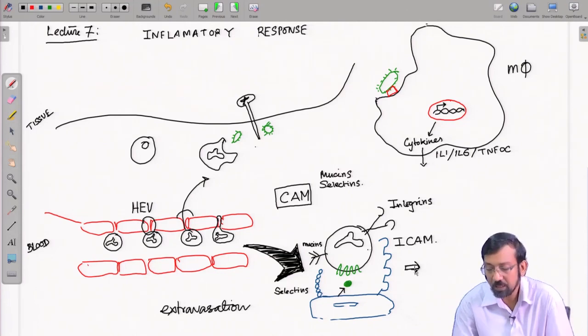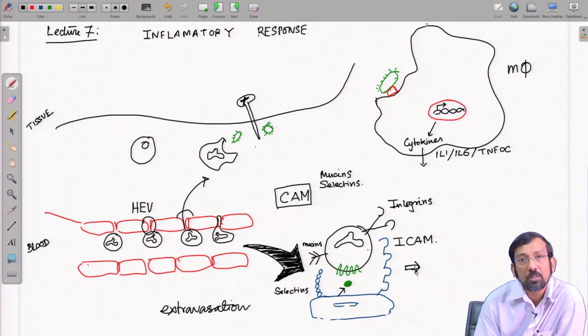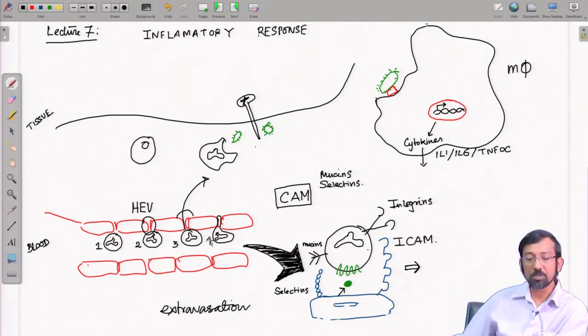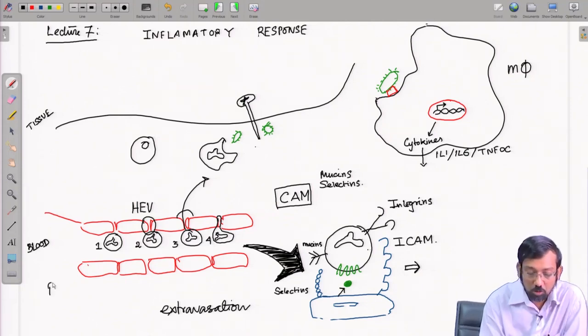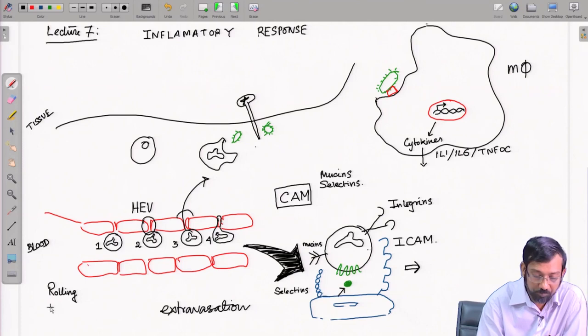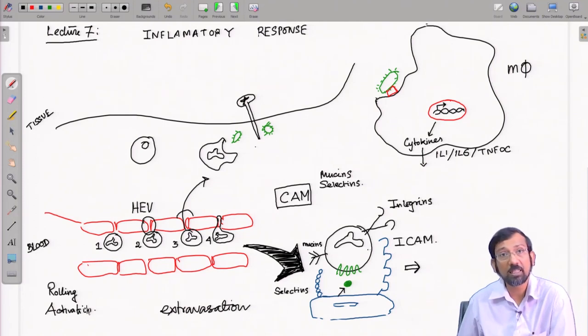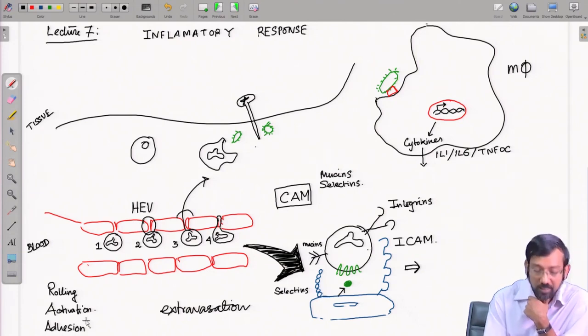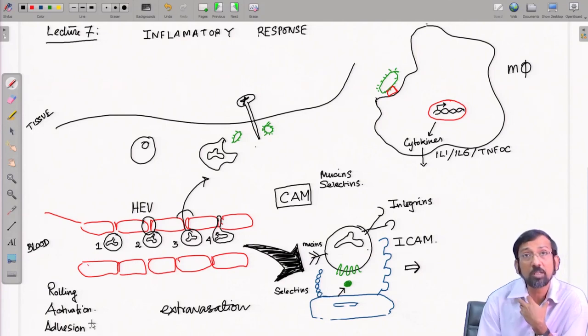So, now what happens in this part? This migration of the neutrophils occurs by four different steps. If you see here, step 1, step 2, step 3, and step 4. The four different steps are: step 1 is known as rolling, then activation, then adhesion, and then finally transendothelial migration.